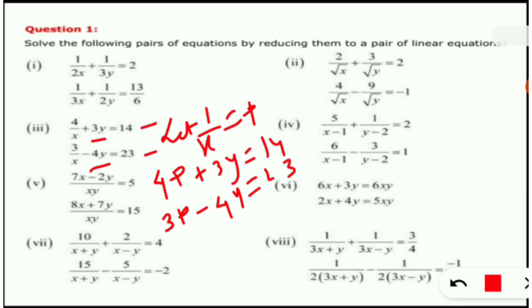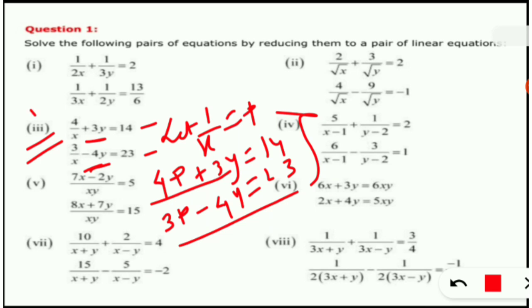Clear? So this is a linear equation in two variables p and y. Now solve these two equations. Clear? So for question number 3, simply let 1 by x equal p, because 3y minus 4y is the normal form. Clear? So this is also your homework. Clear? Now we will solve question number 4.